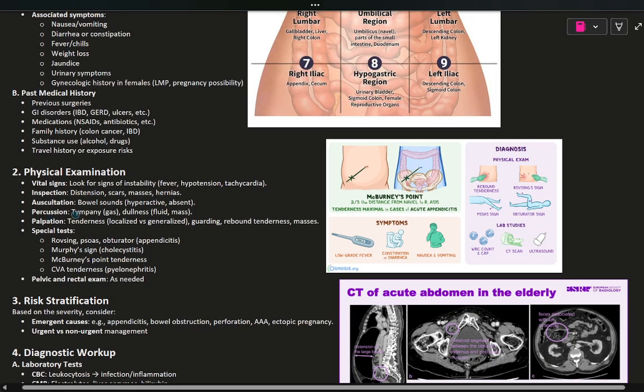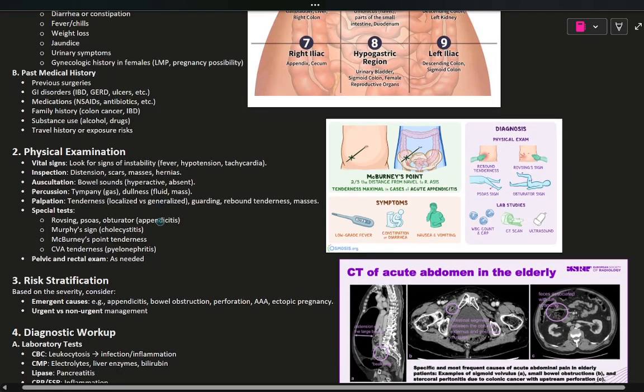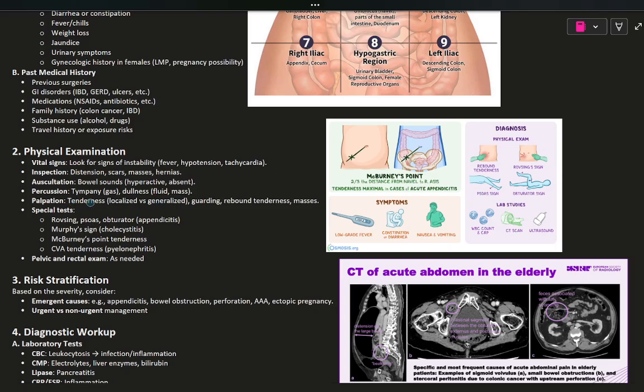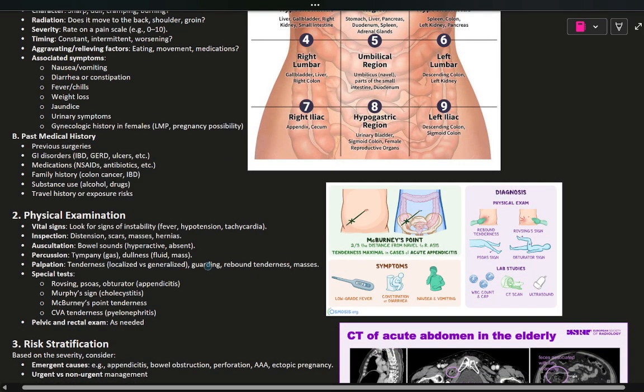And then it's also good to do a percussion, and if you hear tympany, then it is most likely the buildup of gas. But if there is dullness in any quadrant of the abdomen, then it could mean that there is some fluid accumulating there, or maybe a developing mass. So that could potentially point to malignancy. Also, palpate each part of the abdomen so that you can check for any tenderness, also check for rebound tenderness.